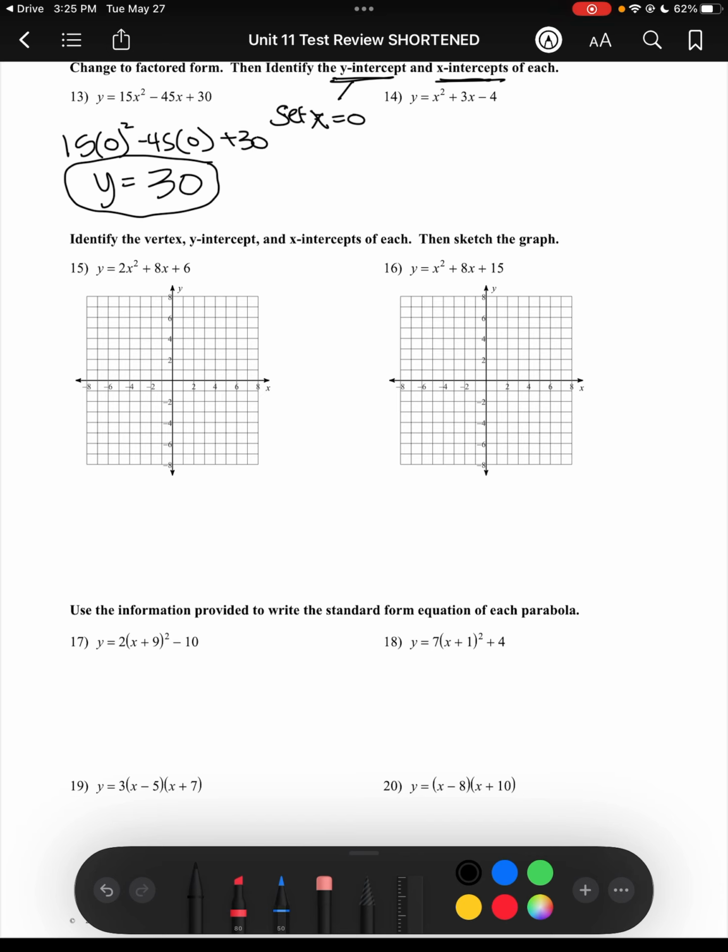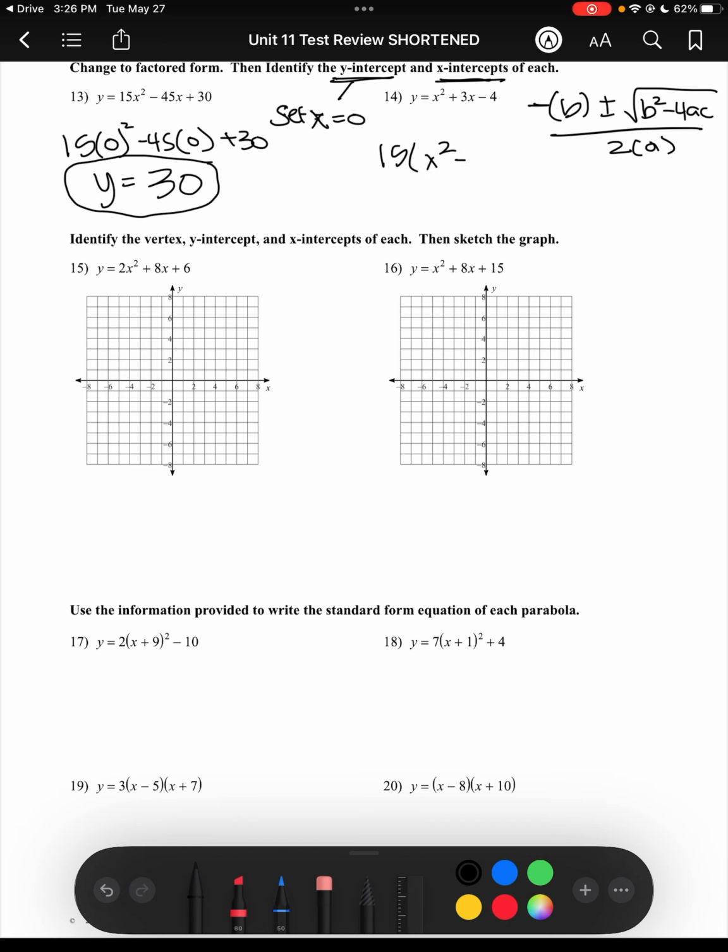If I'm trying to find an x-intercept from something that is not already factored, you have two ways to do that. You can use the quadratic formula, negative b plus or minus the square root of b squared minus 4ac all over 2a, or you can factor the problem out and put it into factored form and then solve your factors. If I was factoring number 13, the first thing I would do is pull out the GCF. So I can factor out a 15.